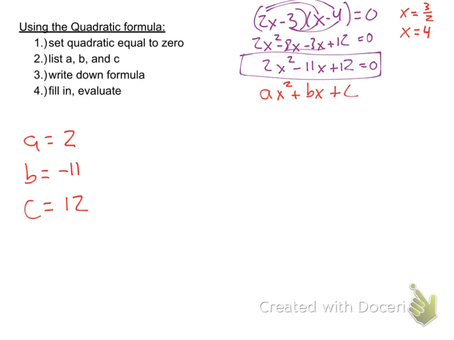Number 3, write down the formula. What is the formula? x equals the opposite of b. Don't use negative. Plus or minus the square root of b squared minus 4ac, all over 2a. Notice we've got a formula. We have the values that go into that formula. Now it's just simple evaluate for our numbers.